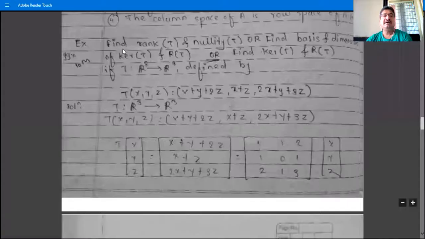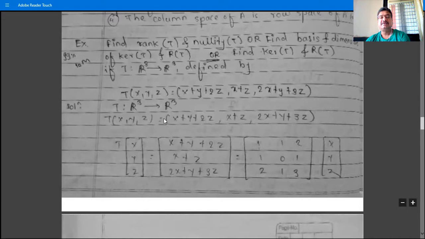So examples are: find the rank of T and nullity of T, or find a basis and dimension for the kernel of T and range of T, or find the kernel of T and range of T. Like where T is a linear transformation from R3 to R3, defined by T(x,y,z) = (x + y + 2z, x + z, 2x + y + 3z). So here the formula is given.